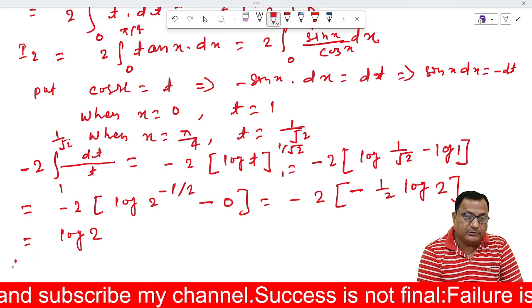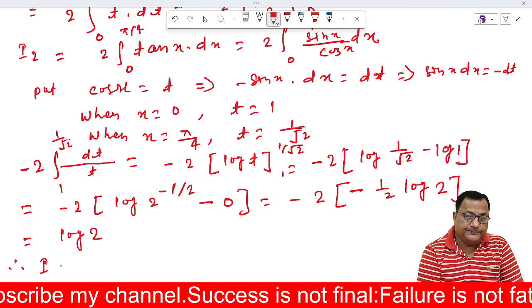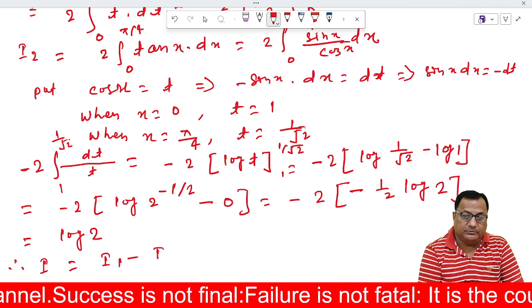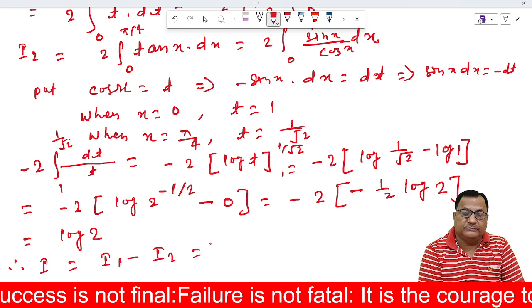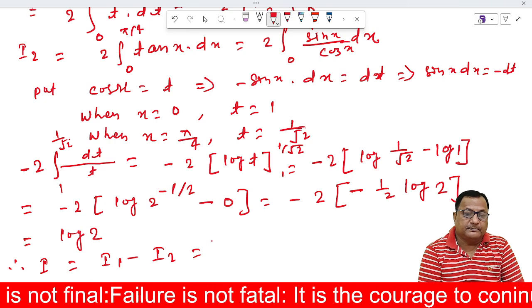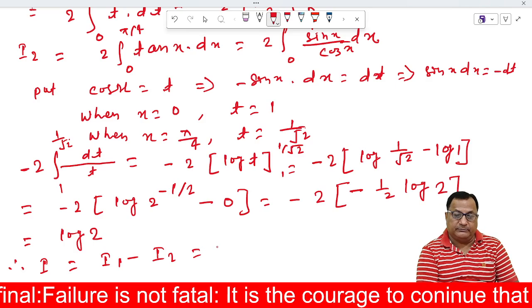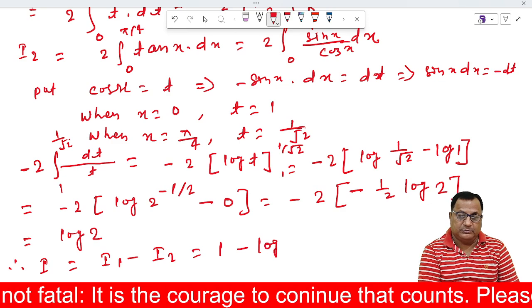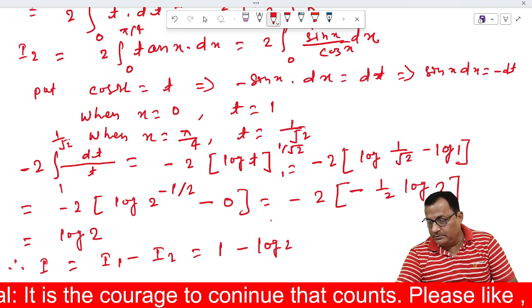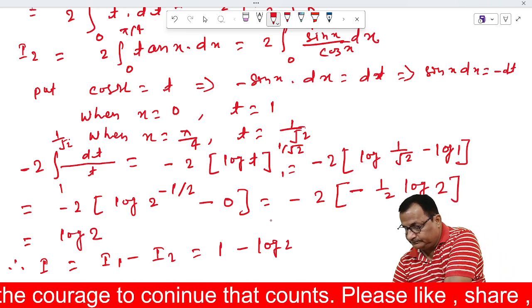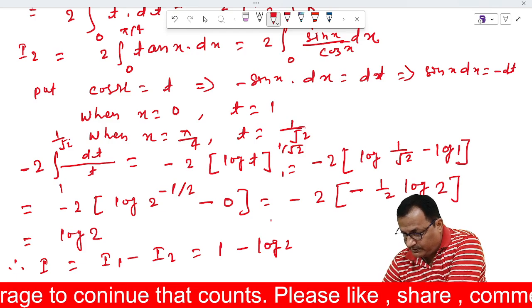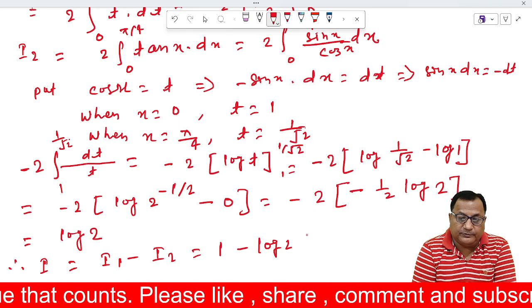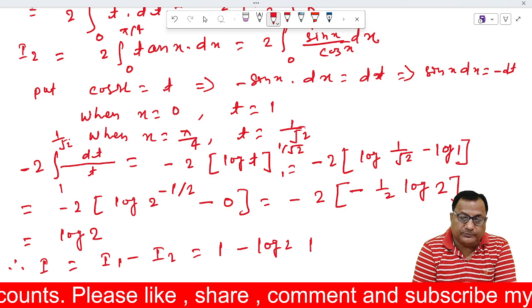So, therefore, I is equal to I1 minus I2. I1 was 1, and I2 is log 2. This is what we had to prove. So this is proved.